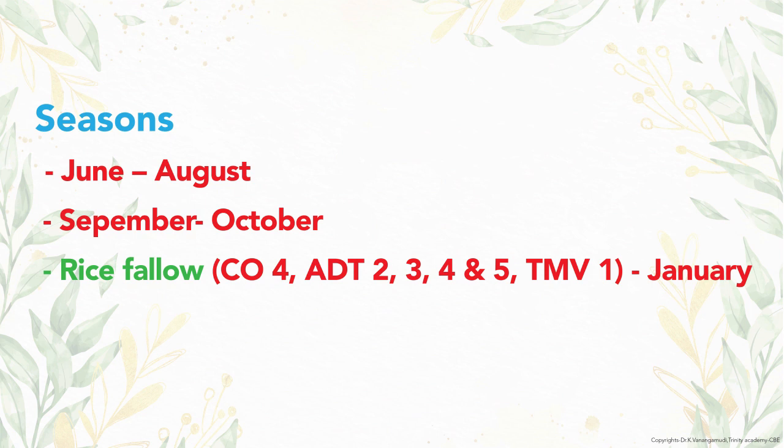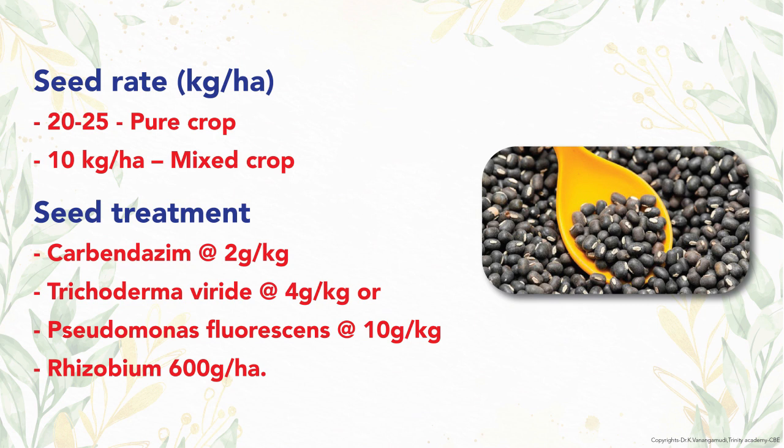As a rice fallow crop, it is grown in January, and the commonly grown varieties for rice fallow are CO4, ADT 2, 3, 4 and 5 and TMV 1. The seed rate for pure crop is 20 to 25 kg per hectare, and for mixed crop is 10 kg per hectare. Seeds are treated with fungicide like carbendazim at 2 gram per kilogram of seed.